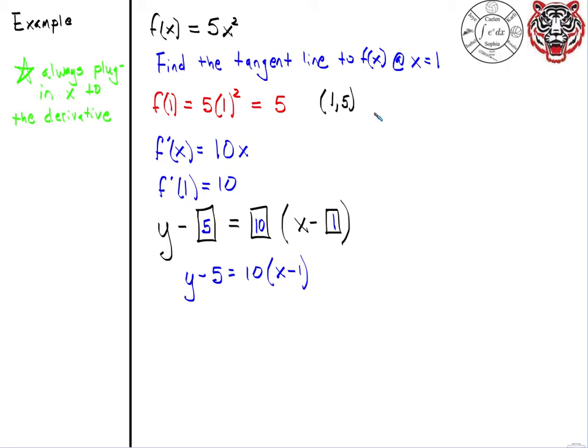Do you have to distribute the 10? You could distribute the 10 to get it into mx plus b form, but no, this is it. That's the answer.